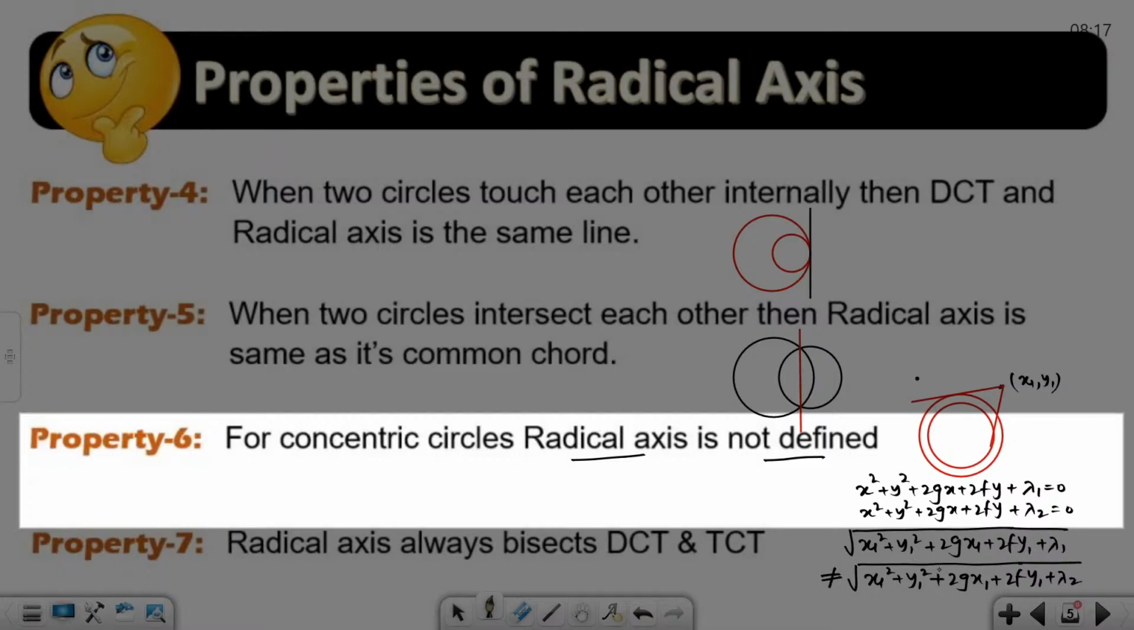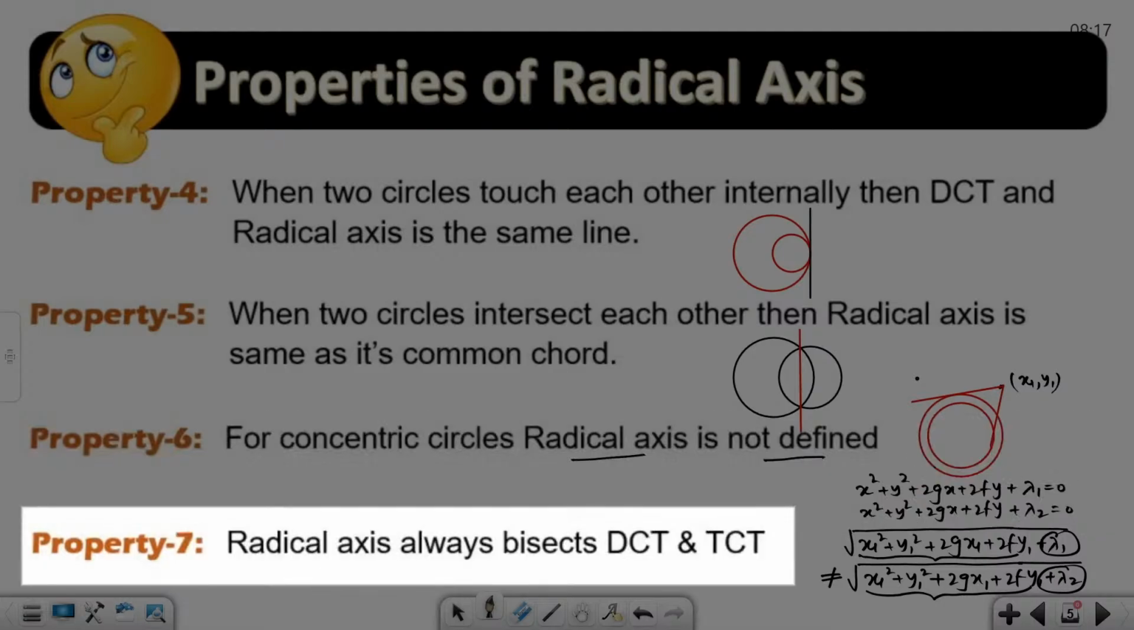That is clearly understood. Why? Because this part is the same for both the cases. The magnitude for these two will be the same. But as lambda 1 and lambda 2 differ, the length of the tangents will definitely differ. So they will never be equal. That is why for concentric circles, the radical axis is not defined. Clear?